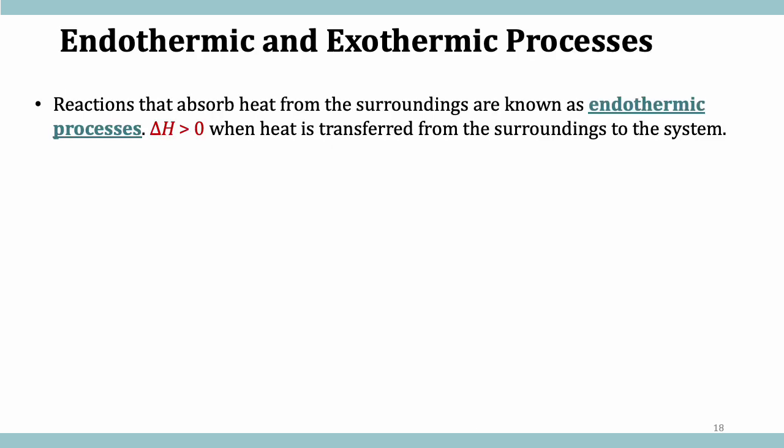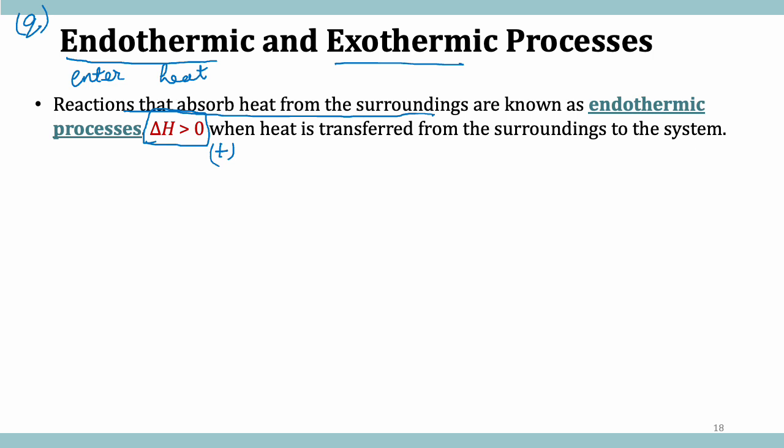Now based on the heat Q that is transferred, we can classify reactions as either endothermic or exothermic. Endothermic, what is that? Endo is coming from the word enter. Thermic means heat. So when heat enters into a reaction, when reactions absorb heat from the surrounding, those are called endothermic processes. In those cases delta H is always going to be greater than 0, it will be positive. Why? Because they are absorbing the heat. So when they absorb heat, it basically increases the energy of the system, so delta H is positive.